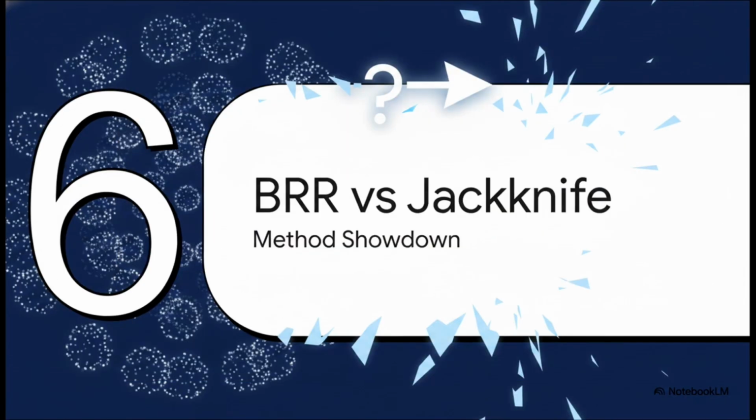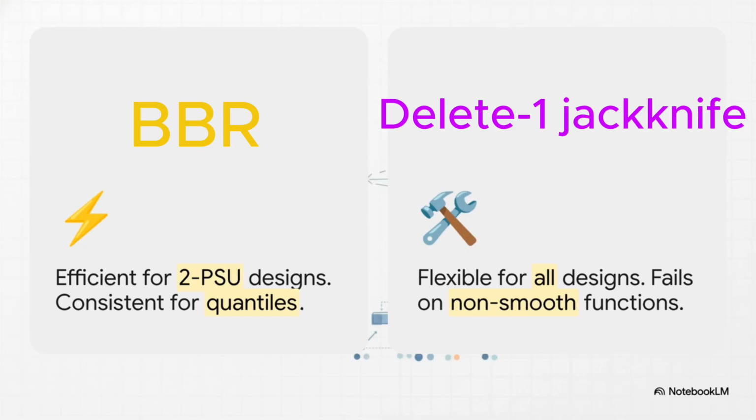Which brings us to our final section. Section 6, BRR versus jackknife methods. And this brilliantly illustrates how we actually choose between these two powerful techniques in the field. Here is the ultimate showdown. Balanced repeated replication is incredibly efficient, but as we know, it's rigidly locked to 2 PSUs per stratum designs unless you start using really complex variants. However, its absolute superpower is that it gives highly consistent, reliable variance estimates for quantiles and medians.